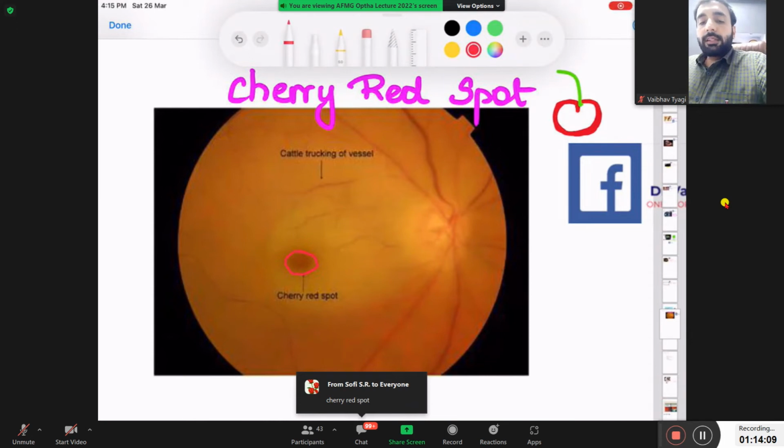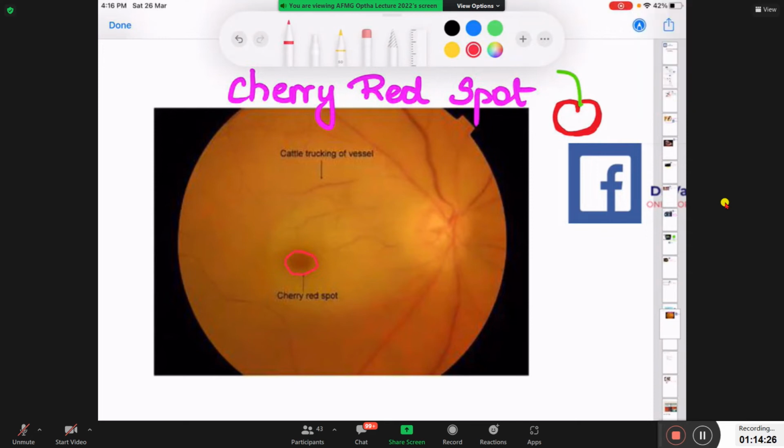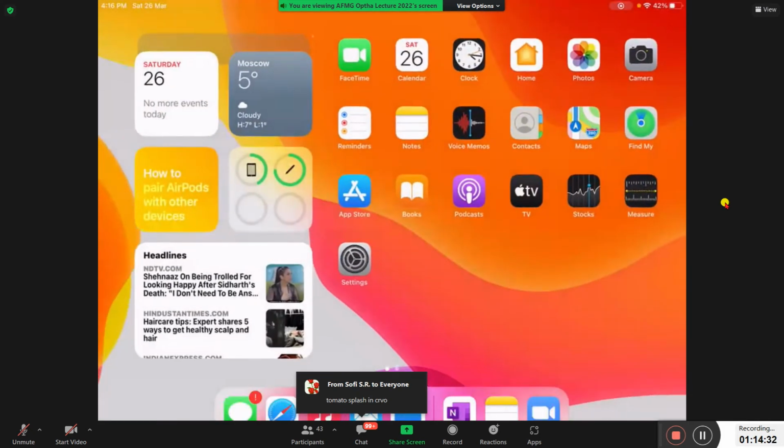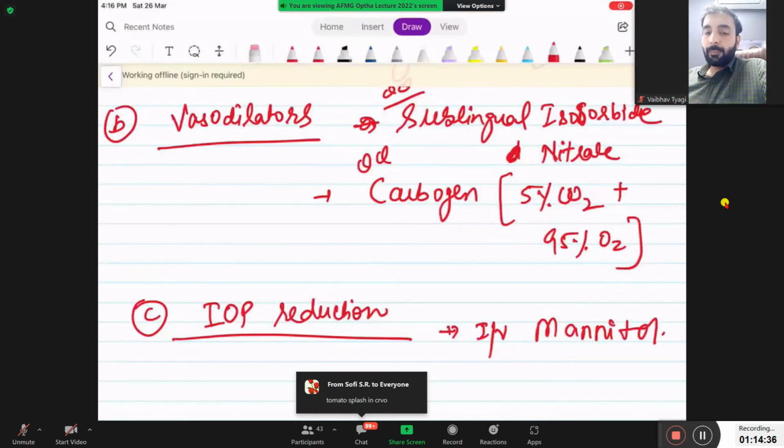So easily you can differentiate cherry red spot and CRVO. In CRVO, the picture was full of hemorrhages, right? Whereas in CRAO, no hemorrhages are there, right? There is only a pale retina and a central cherry red spot. So it's very easy. So this is your treatment of CRAO.